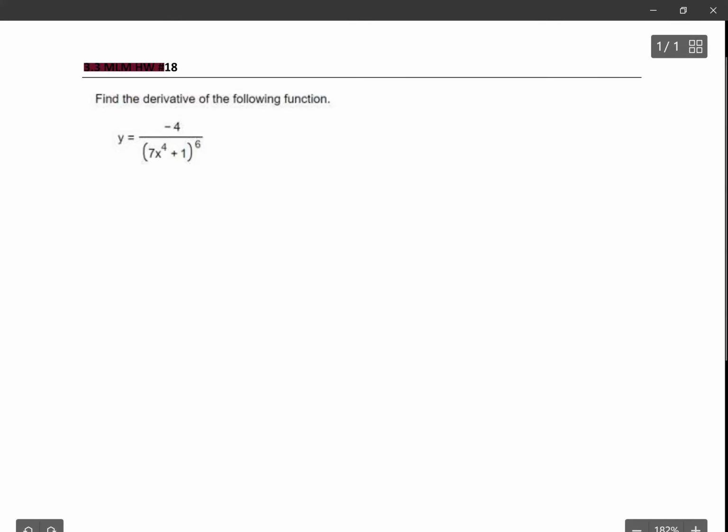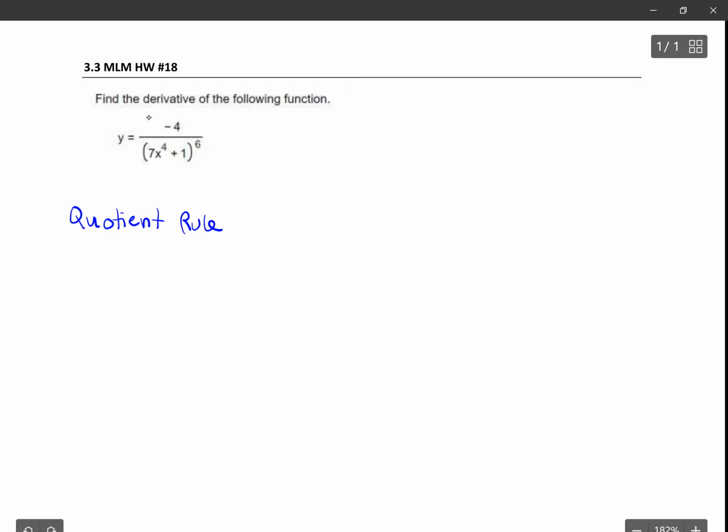If you work with the function as is, then you'll find the derivative using the quotient rule. Or if you do some algebra to rewrite the equation, then you can use the product rule. I'm going to show you both ways. Let's start with the quotient rule, using the equation as it's given to us.